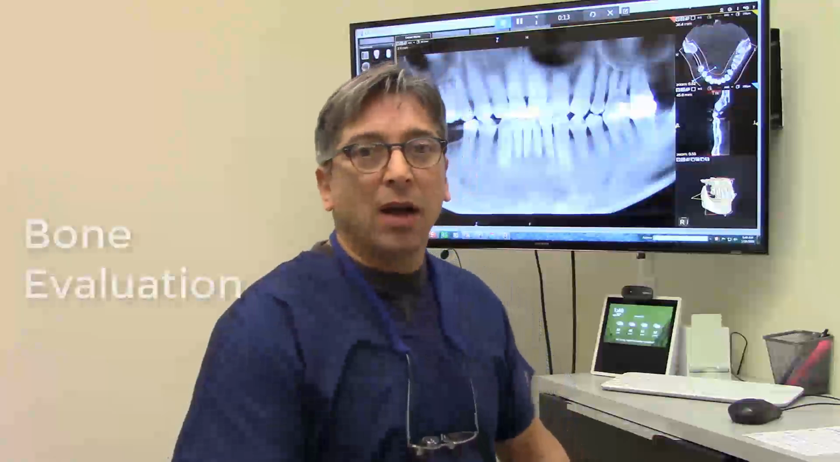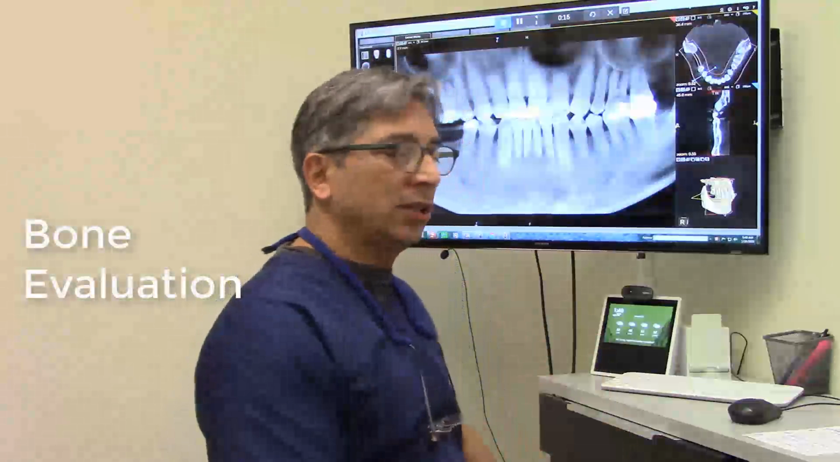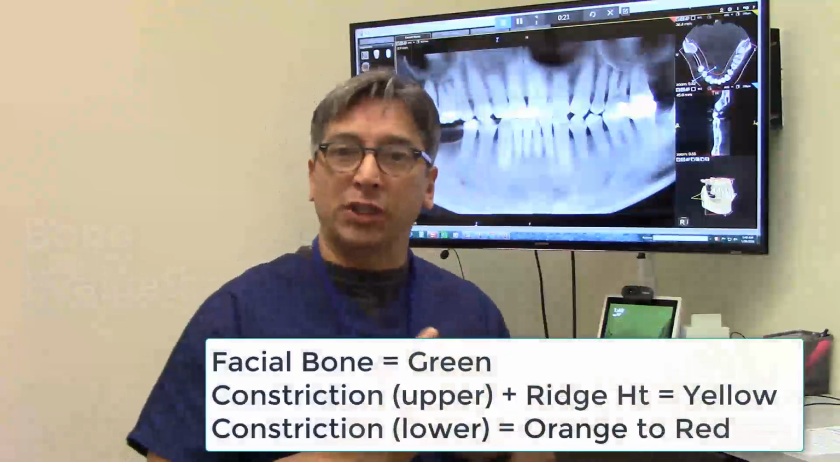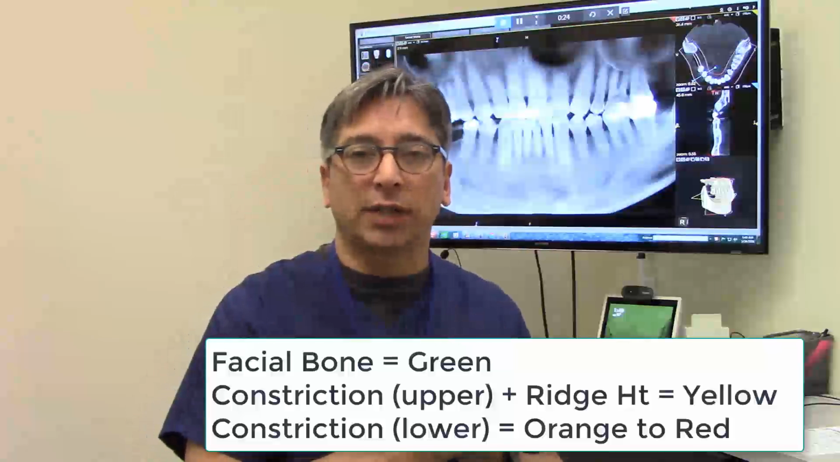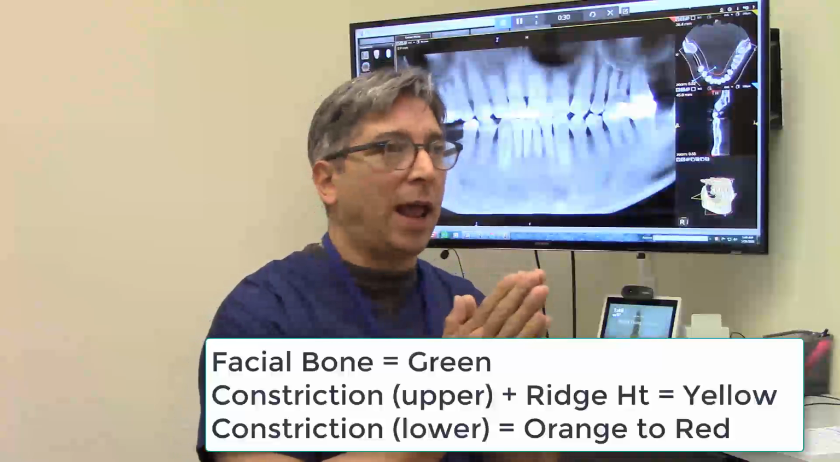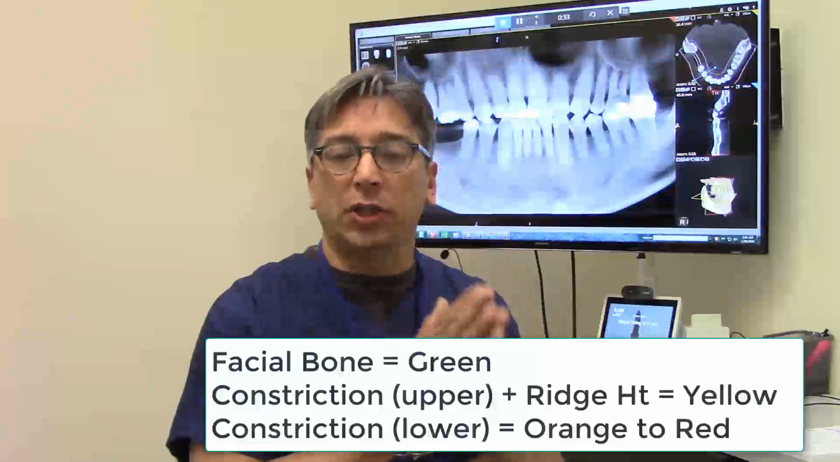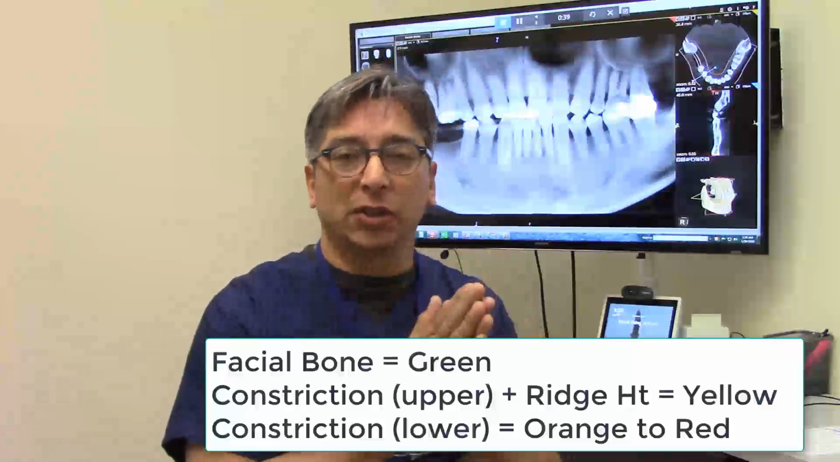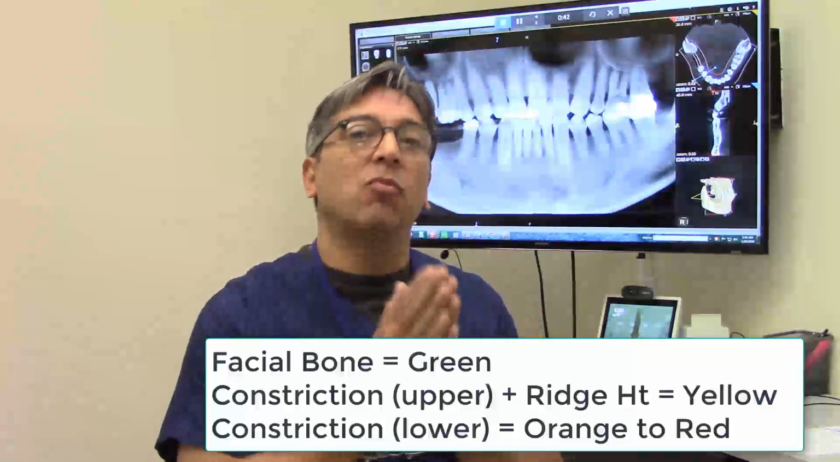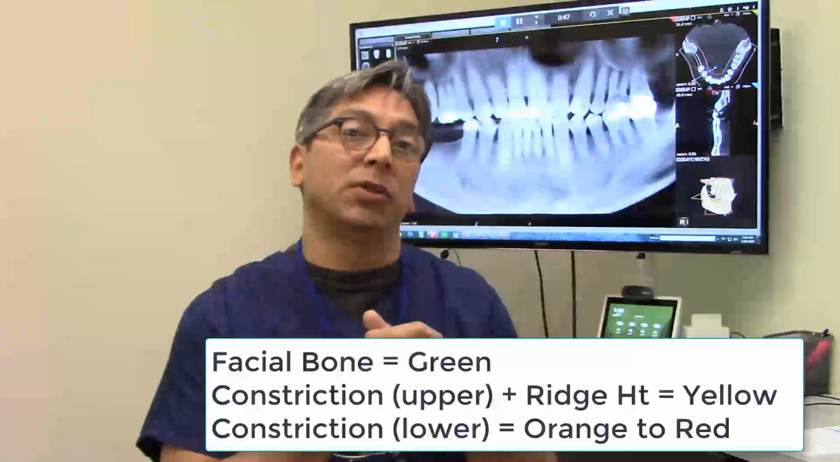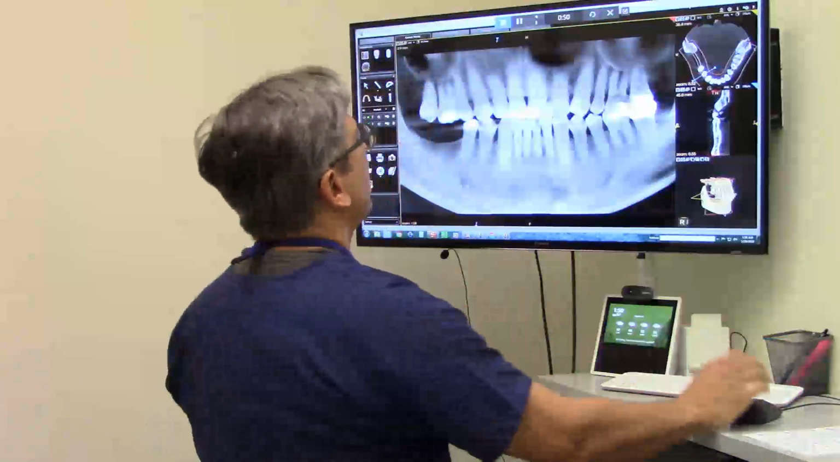Okay, case study. We're looking at bone evaluation. In particular, let's look at three things in this case. We are looking at the constriction of the upper arch and the lower arch, because that's always kind of a vague thing. We have a yellow on the upper arch, and a red to orange on the lower arch. We will also look at the ridge height. We have a little bit of a concern about ridge height, so that can turn more into a yellow than a green. And last but not least, we can just look at the facial bone. So those are the three things we're looking at in this case.